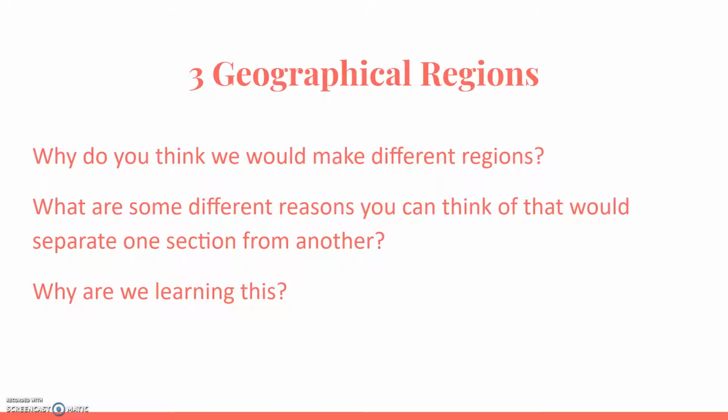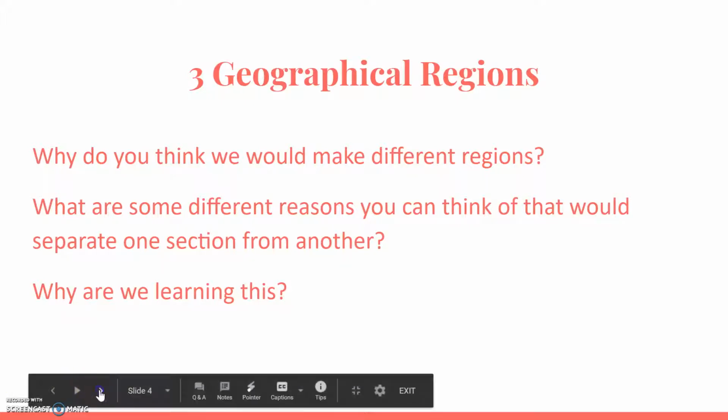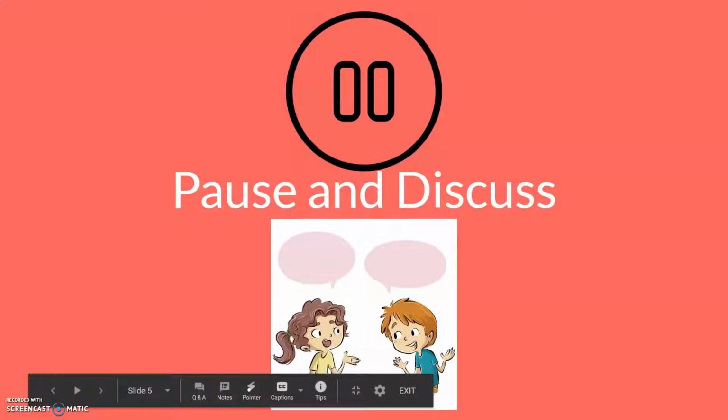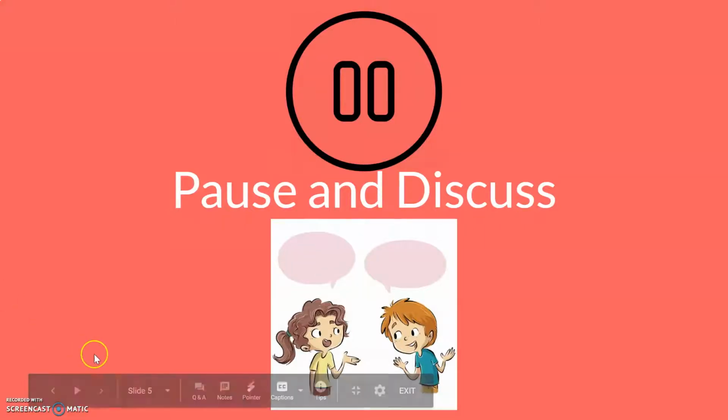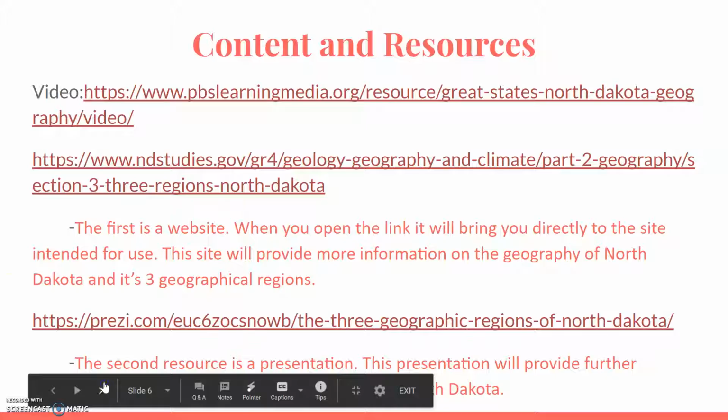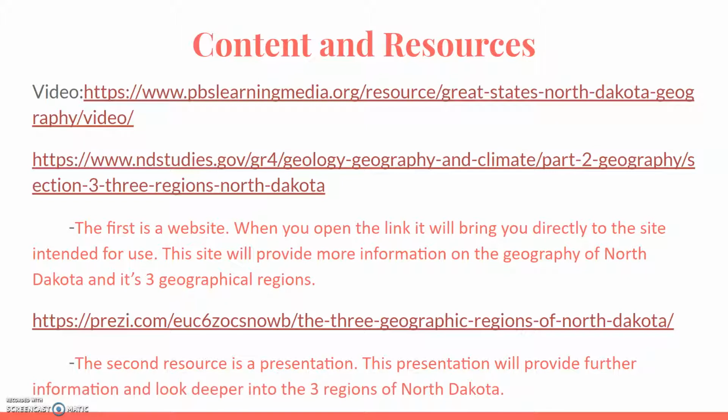North Dakota is sectioned into 3 different regions. Why do you think we would make different regions? What are some different reasons you can think of that would separate one section from another? And why are we learning this? Well, again, you can take some time and discuss these questions with anyone in your house or think about them to yourself. We're learning about this to dig deeper into the geography of North Dakota and to learn more about our state.